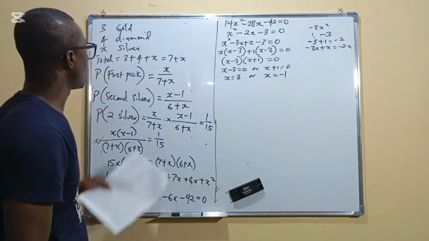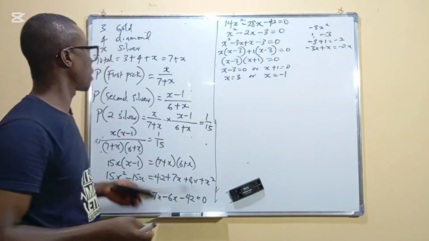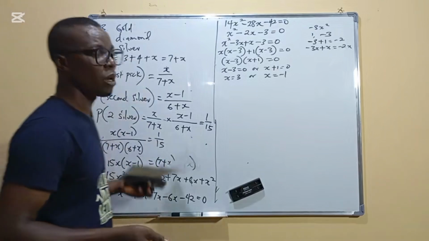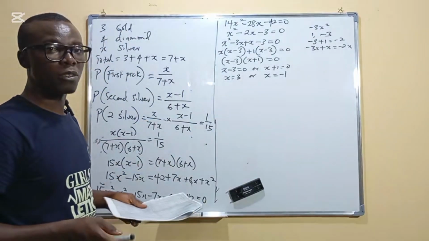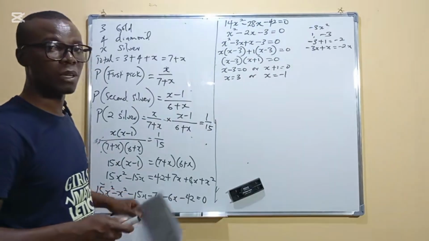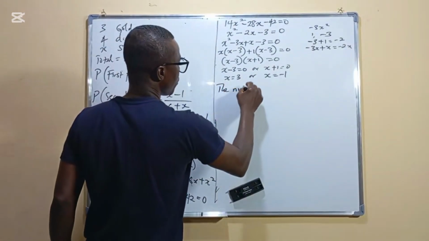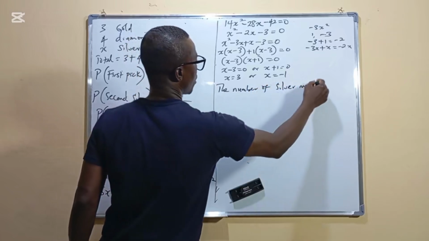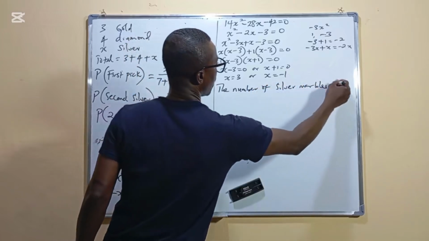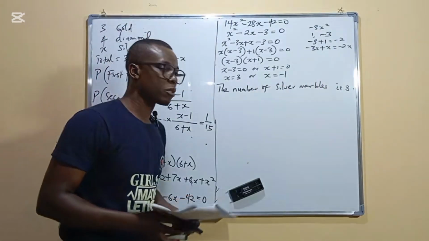Now, because we are dealing with natural numbers, that's to say counting numbers, we are having x silver marbles. There's no way we can have minus 1 silver. So that means the number of silver marbles we have is going to be 3. So I have to make that statement and say that the number of silver marbles is 3. And that actually ends the solution.